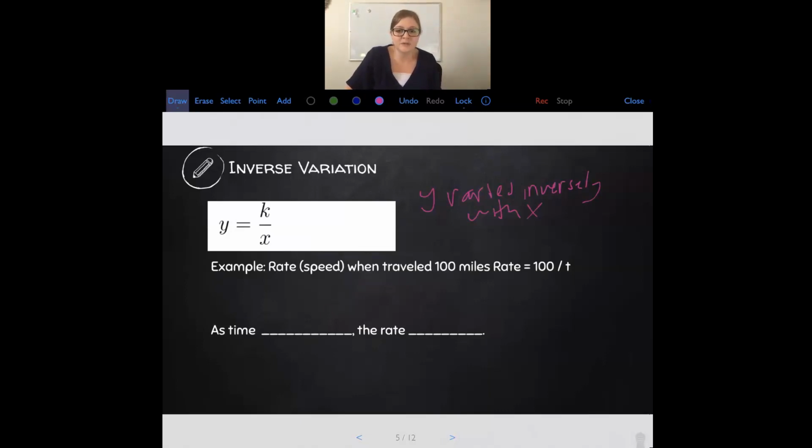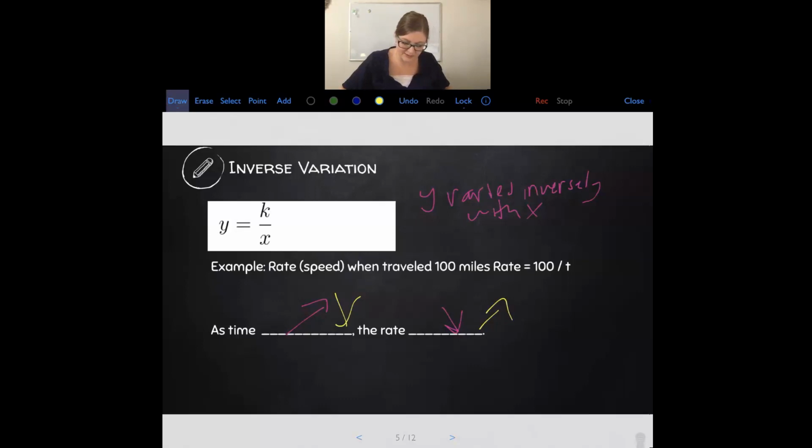Take rate, speed, when traveled at 100 miles. So we've got rate equals 100 divided by t. Notice as time increases, rate decreases. Think about that as your commute to school. Whether you're walking or riding a bike or taking the bus or driving your car, if it's taking you longer, you're probably going at a slower speed than usual. Or as time decreases, rate increases. You're rushing, you're speeding up, so you're getting there in a smaller amount of time, but your speed is increasing. These are inversely related because as one's going up, the other's going down, or vice versa.